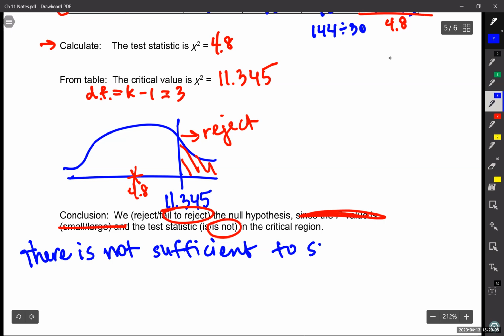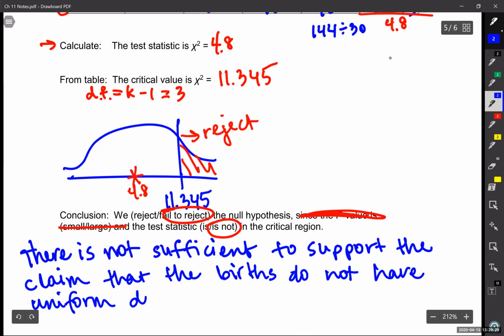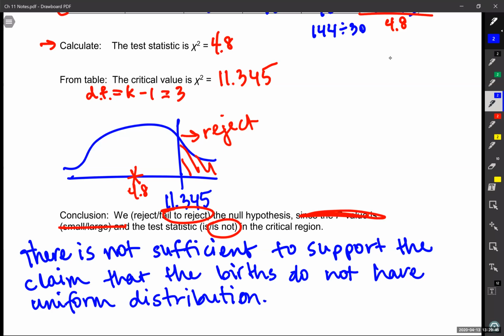Are you noticing a theme to these conclusions, how they're very similar to chapter 9? Not sufficient evidence to support the claim that the births do not have uniform distribution. Now, I know there's some English majors out there that are like, how many nots are we going to put in one sentence? Can't we just say there is sufficient evidence to support the claim that the births do have uniform distribution? And the answer is no.